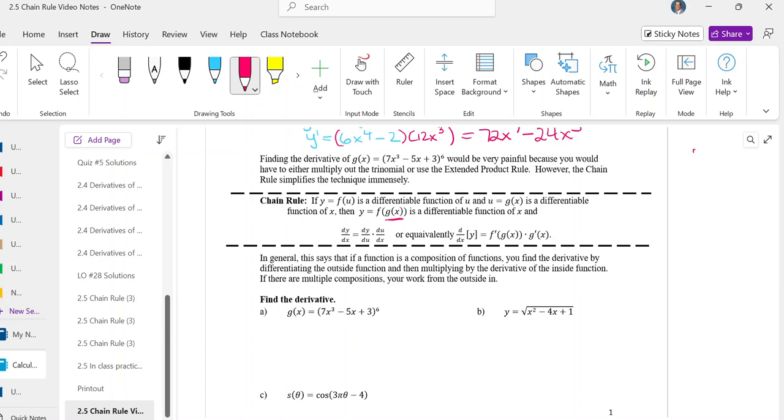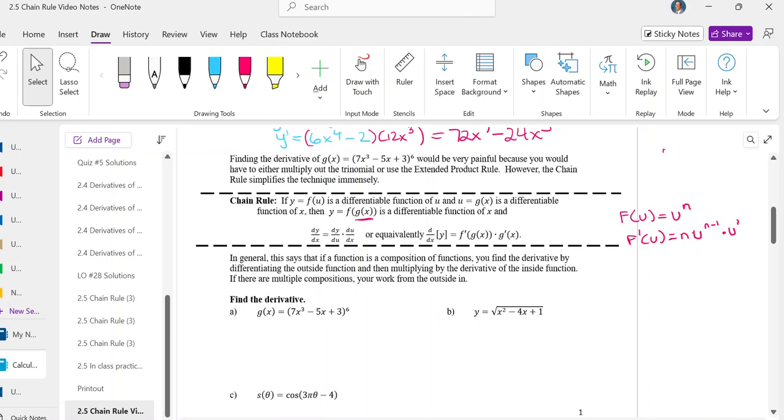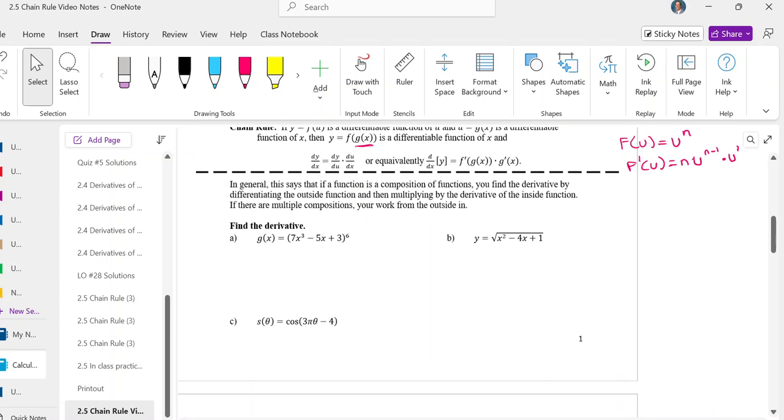So basically, if you have f of u equals u to the n, to take the derivative, you take n times u to the n minus 1 times the derivative of whatever u is. So we'll talk about how to substitute and all that.